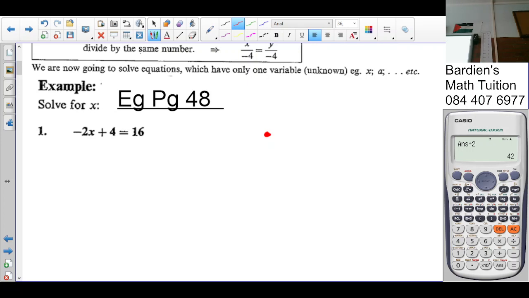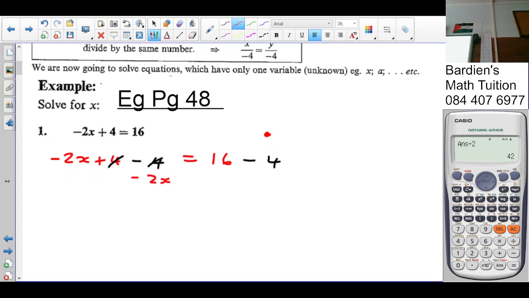So let's get the x on its own. Negative 2x is bonded with a 4. It's bonded by addition. So there's one of two ways I can do this. Remember, it's negative 2x plus 4 equals 16. So how do I get rid of plus 4? Subtract 4. What I do on one side of the equal sign, I do on the other side. So there we have isolated the x.